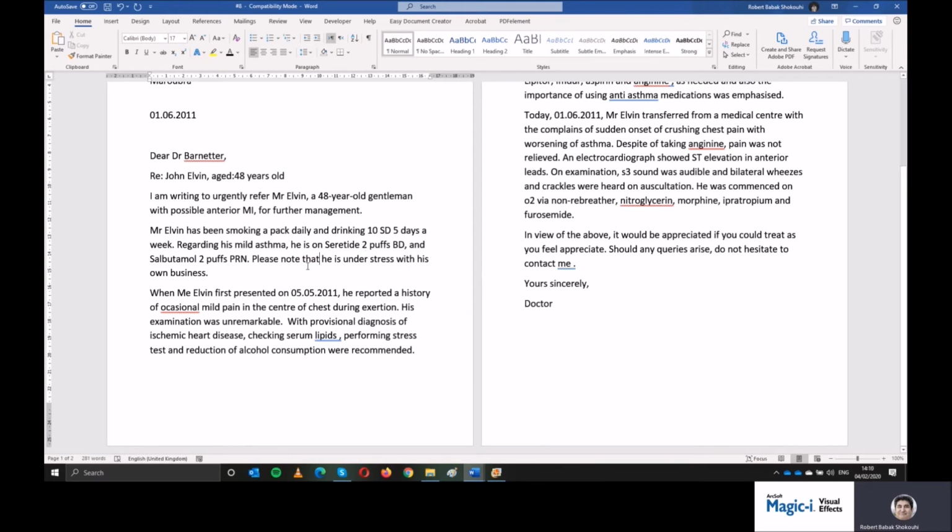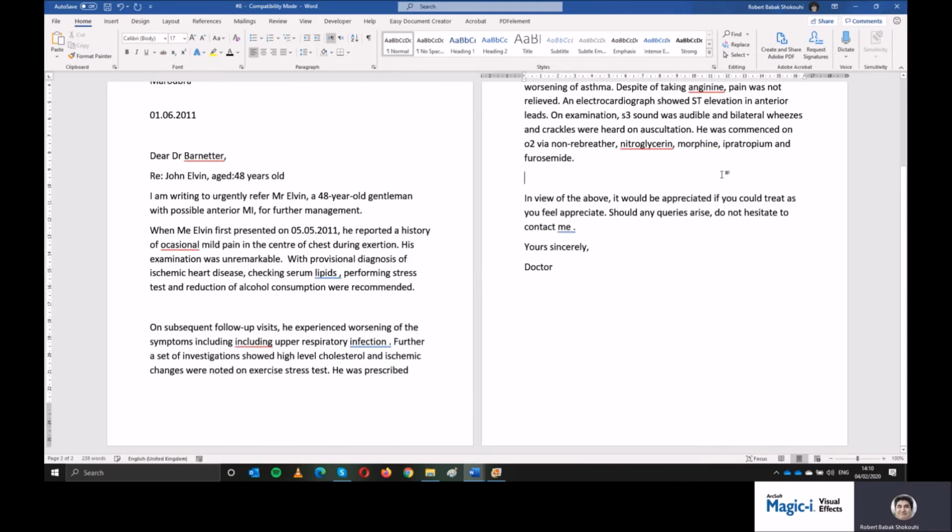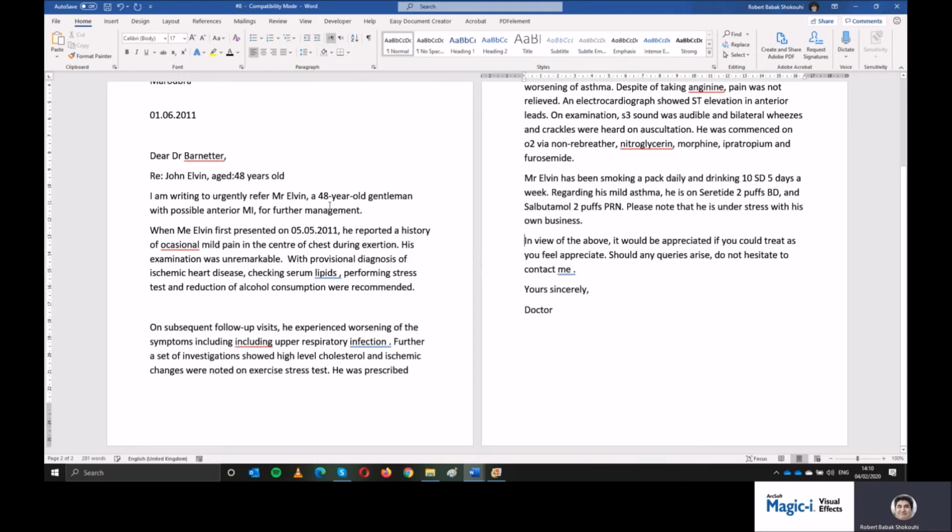Now you have called a registrar and you're telling him he smokes and he drinks and he has asthma, he takes Seretide. So why are you telling me these? As a medication he is on. Are these essential? Honestly, no. Okay, so I take them off and I put them down here, because they're not essential.